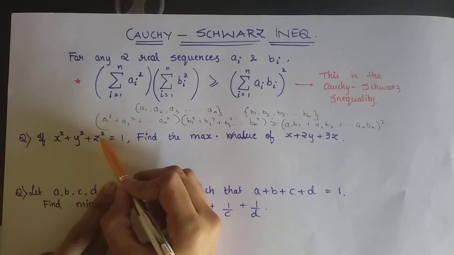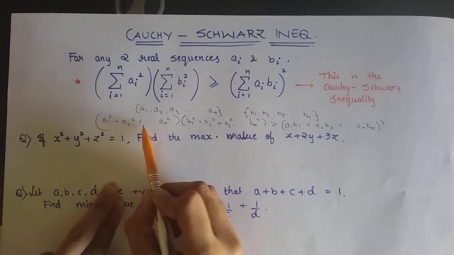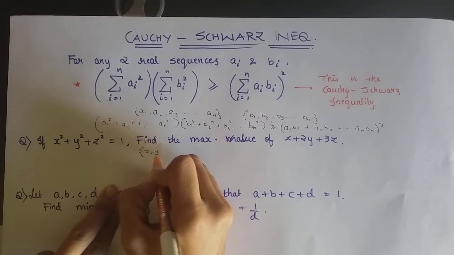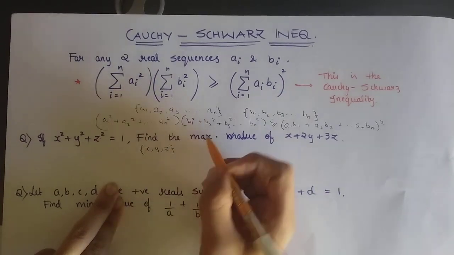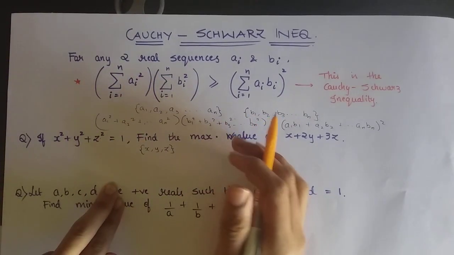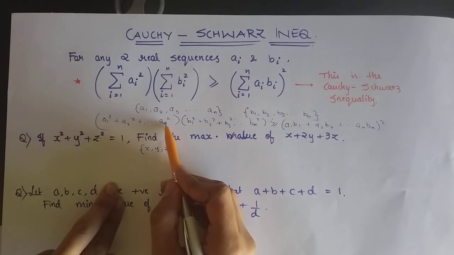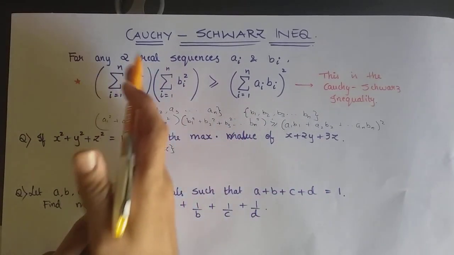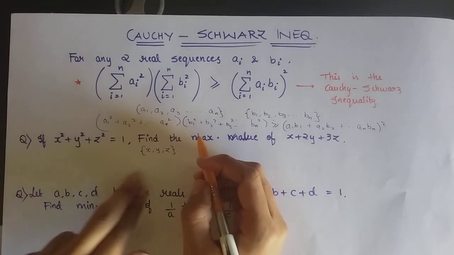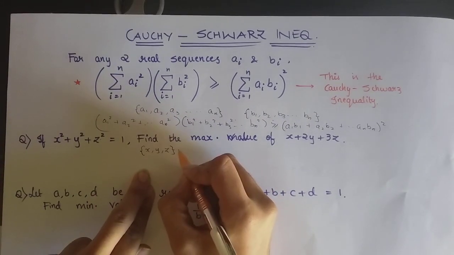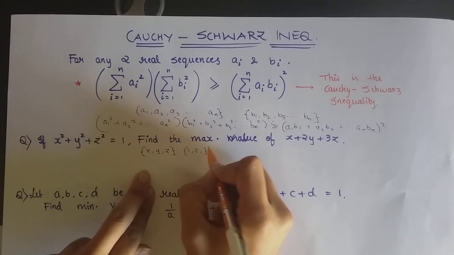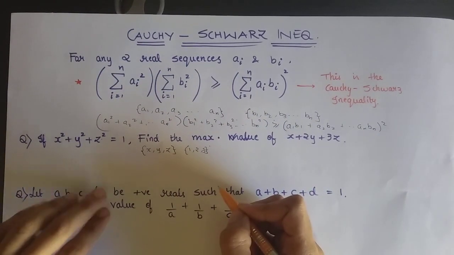Since I need the square terms which are present in the general inequality, one set will be x, y, z. And always remember the two sets should be of the same size. You can't have one with 10 elements and one with 20 elements and then put the inequality. If you want to, then first 10 and first 10, like that only we have to put. So my first set will be x, y, z, and my second set will be 1, 2, 3.